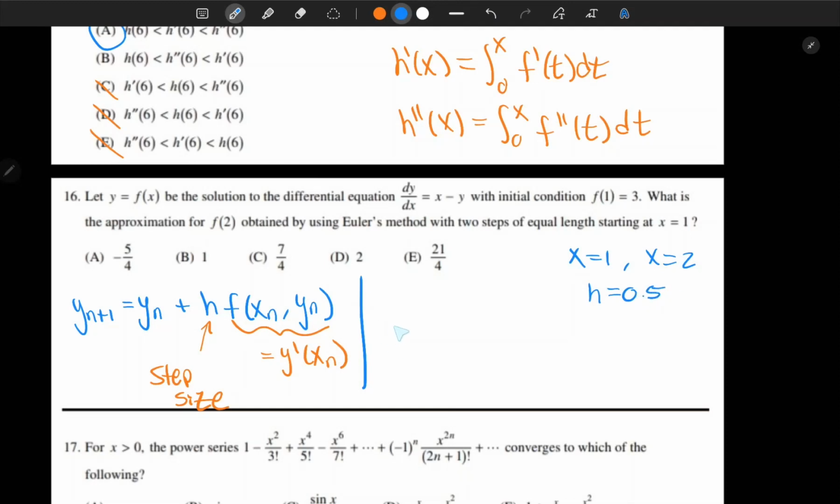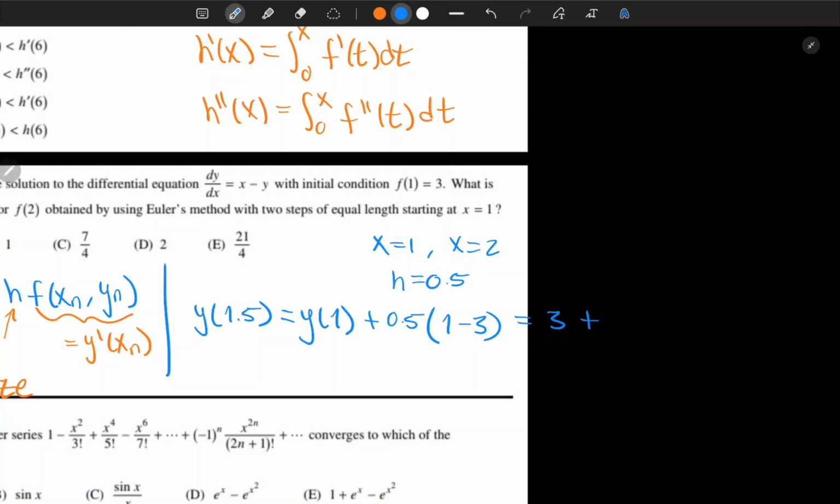Then we see that y of 1.5, because we're starting at 1 and we want to approximate the y value at 1.5, which is the step value, or the step size. So this should be equal to y at 1, which is just f of 1, plus h, which is 0.5, times dy dx. So dy dx here, we know that at x is equal to 1, y is equal to 3. So we have x minus y, or 1 minus 3. So this is equal to, well, y of 1 is equal to 3, and then we add 0.5 times 1 minus 3, which is negative 2. So this should be equal to 3 minus, well, the 0.5 times 2, that's equal to 1. Then we have a negative, so 3 minus 1, which is 2.